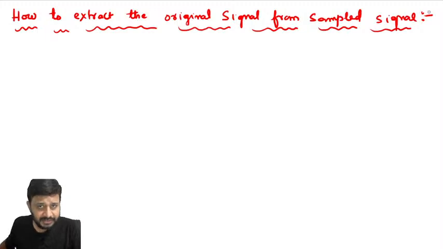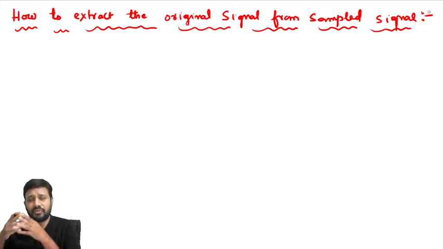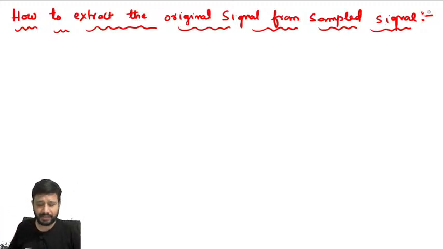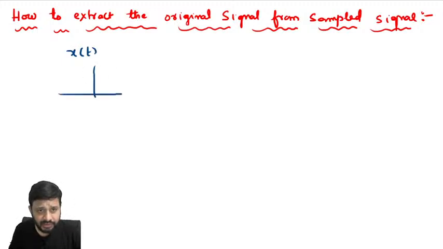Now, if you want to extract your original signal from the sample signal, first of all, you must know what we have done in sampling. What we have done in sampling. The story of sampling in a nutshell can be shown like this. First of all, I took a signal x of t. I took a signal x of t which is band limited. Some x of t signal I took.